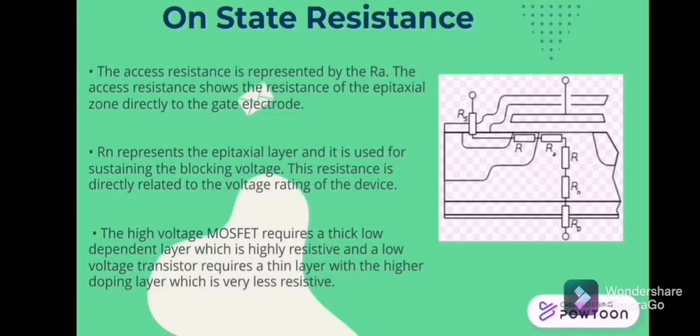On-state resistance, continuing our slide. The access resistance is represented by RA. The access resistance shows the resistance of the epitaxial zone directly to the gate electrode. RN represents the epitaxial layer and is used to sustain the blocking voltage. This resistance is directly related to the voltage rating of the device. A high voltage MOSFET requires a thick, low doped layer which is highly resistive, and a low voltage transistor requires a thin layer with higher doping which is much less resistive.